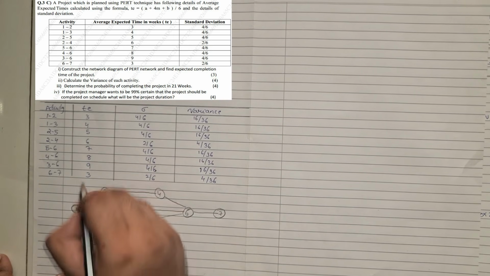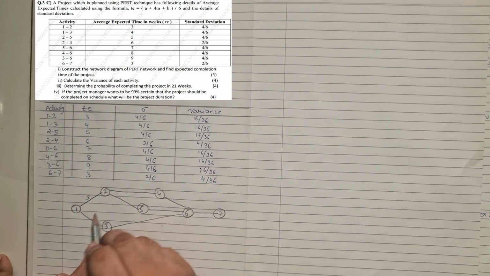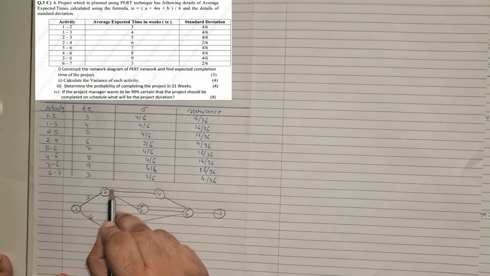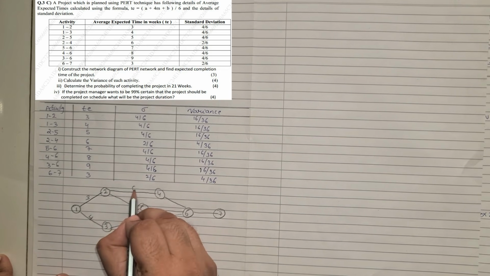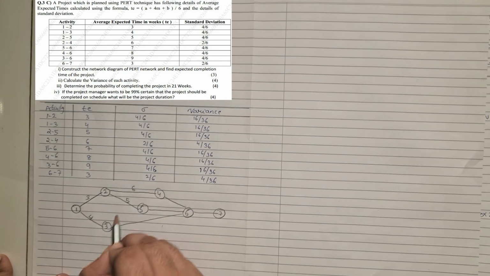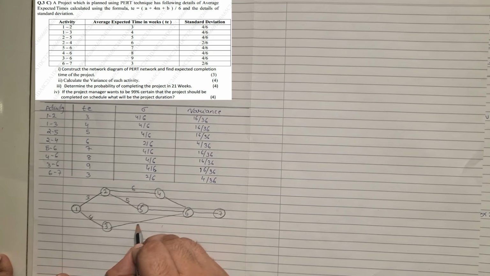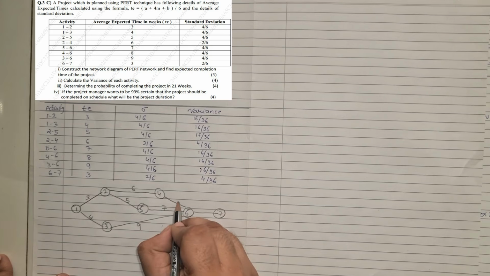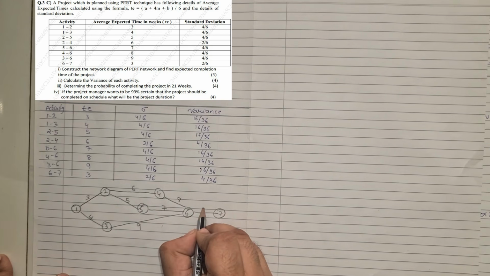The time for 1-2 is 3 hours, 1-3 is 4 hours, 2-4 is 6, 2-5 is 5, 3-6 is 9, 5-6 is 7, 4-6 is 8, and 6-7 is 3.